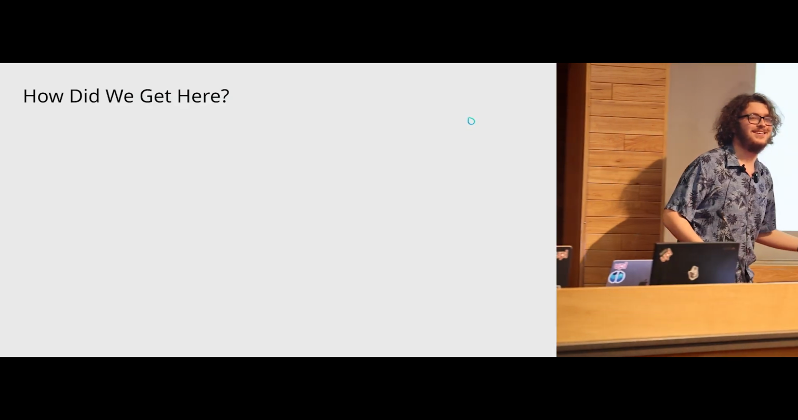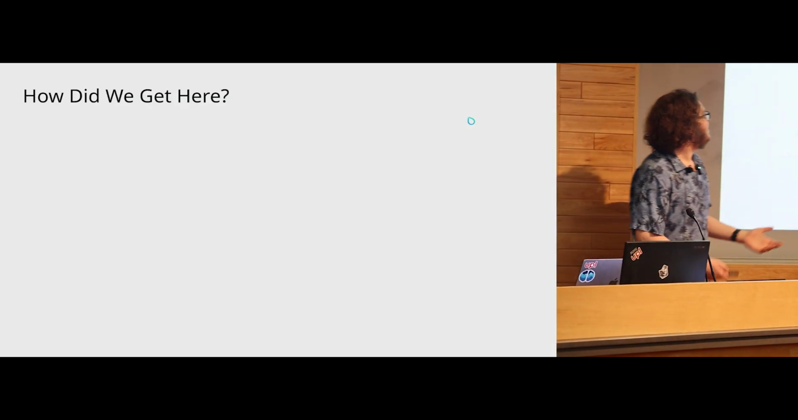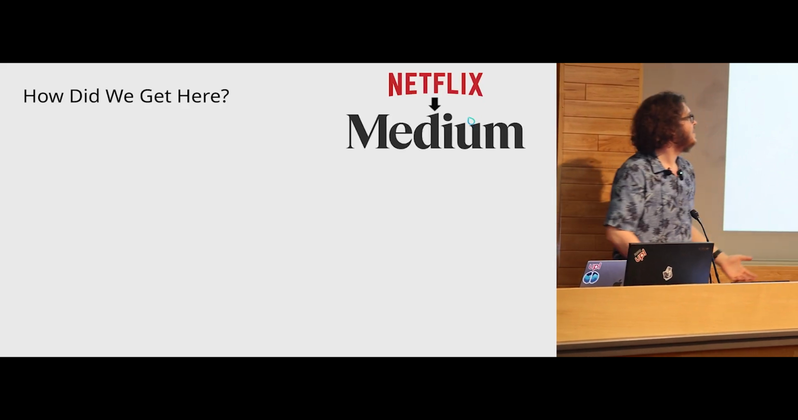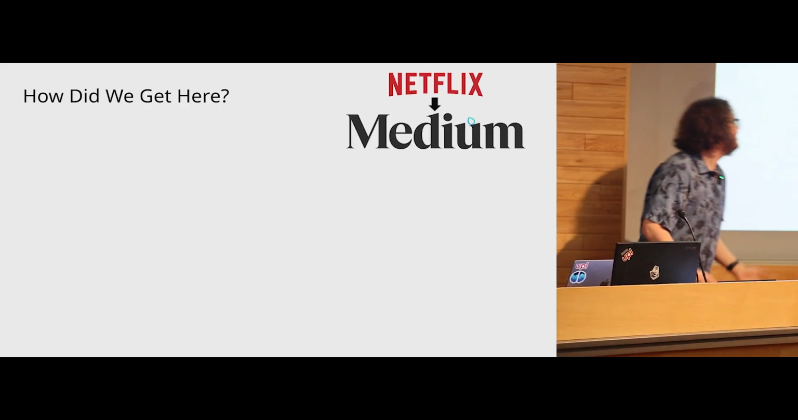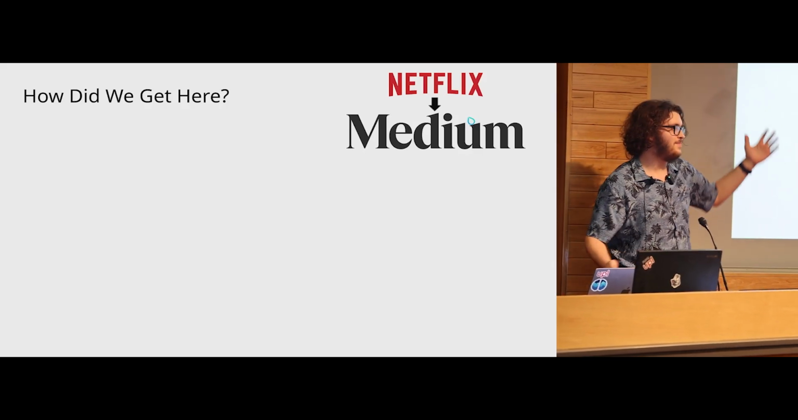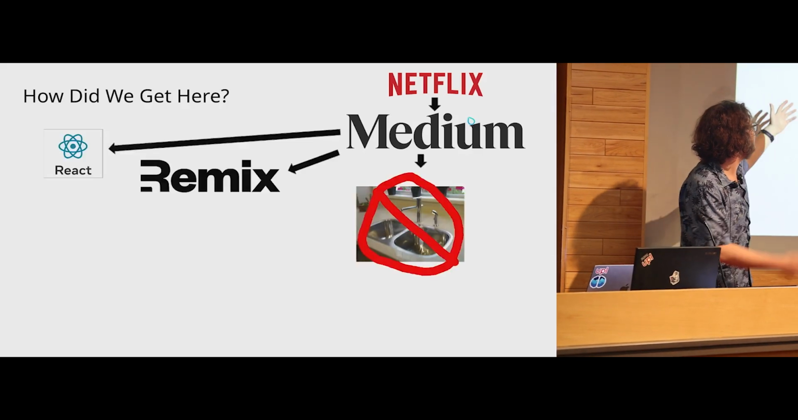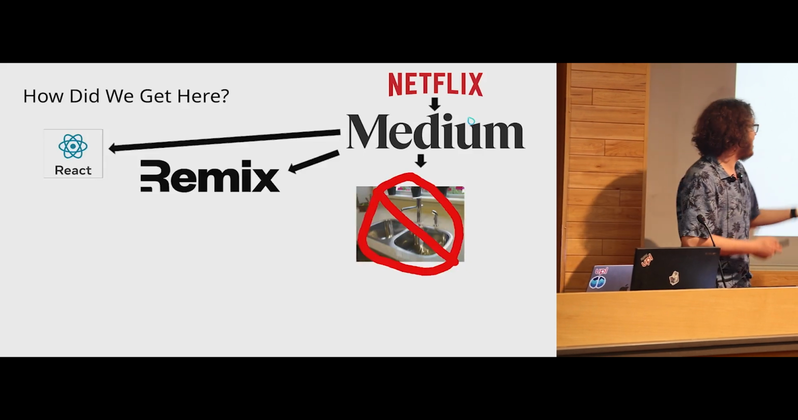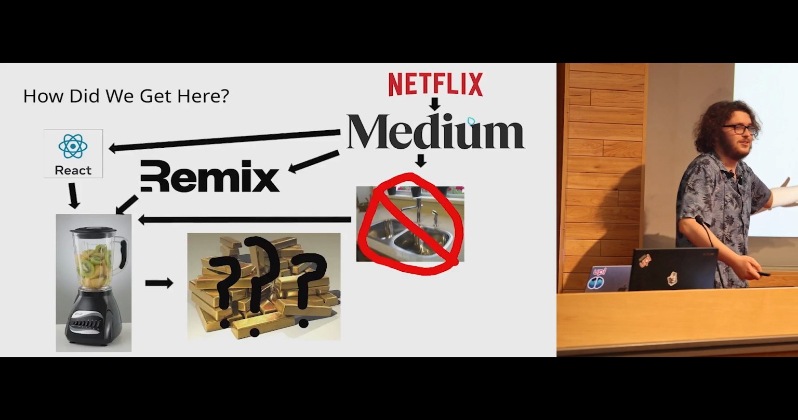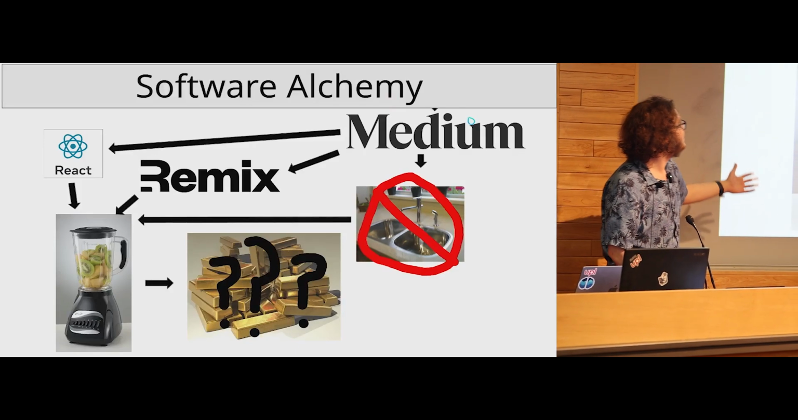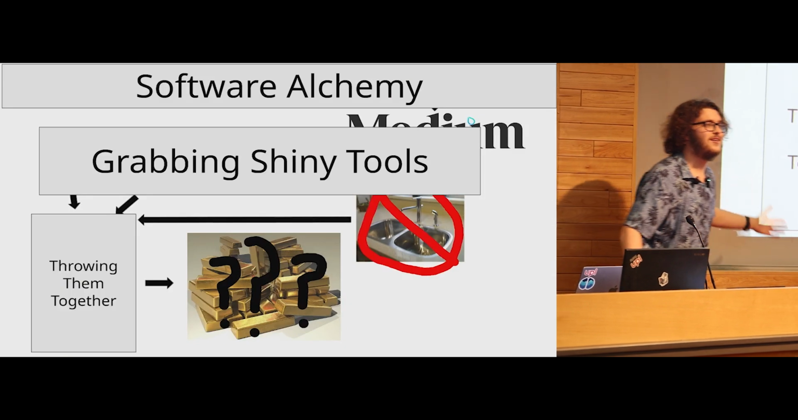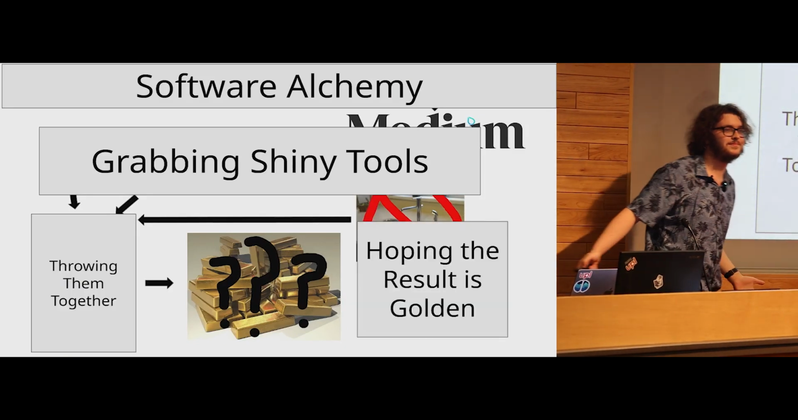So how do we get here? Netflix, right? They haven't made that many websites. So they outsourced to this company called Medium. And Medium's entire business is hosting blogs. And so Medium goes, hey, we're this hip, trendy startup. We should use hip, trendy tools. So they grab React, Remix, everything but the kitchen sink. They throw it all in a blender, and they hope their website's golden. And this is software alchemy. They're just grabbing shiny tools, throwing them together, and hoping the result is golden.